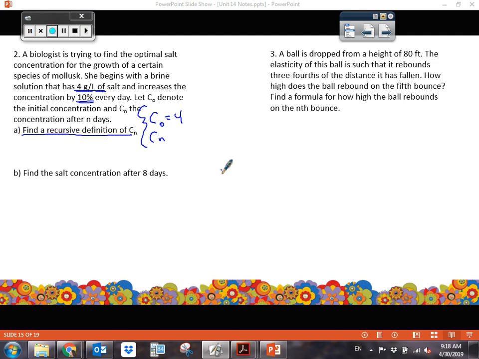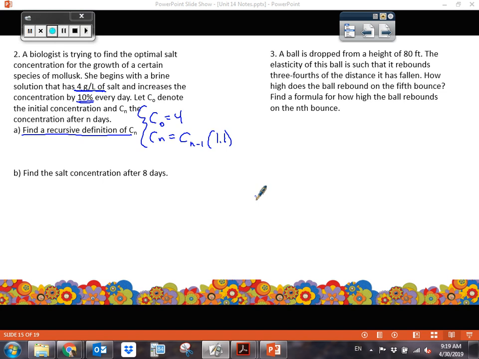So C sub n is going to be, let's see, we want to take the previous term, so C sub n minus 1, this means the previous term. And we want it to increase by 10% each day. So if I'm increasing by 10% each day, the quickest, easiest way to do that would be to multiply by 1.1, right? We know why we put the 1 in there, right? The 1.1 preserves the principal. So we're going to multiply by 1.1. And that's my recursive equation that describes this activity.